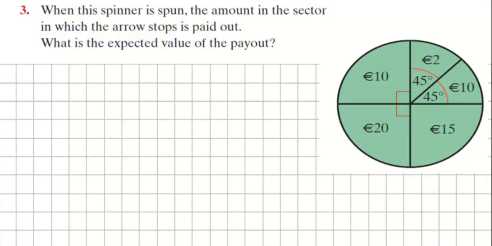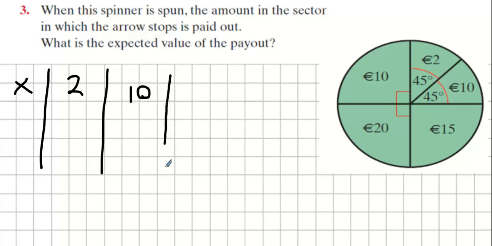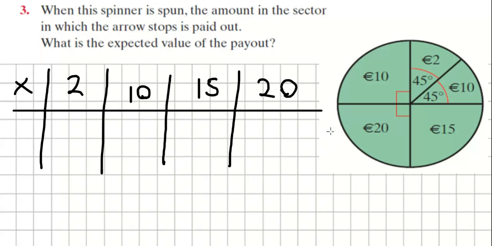You have a spinner, okay? See the spinner? And we've got to calculate, so we're going to write down all the different outcomes first. So what are all the different outcomes? Start off small. 2, 10, 15, and 20, yeah. Now, your probability depends on your angle, how big the angle is.